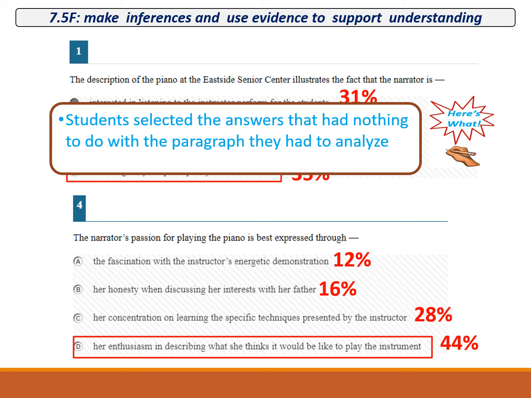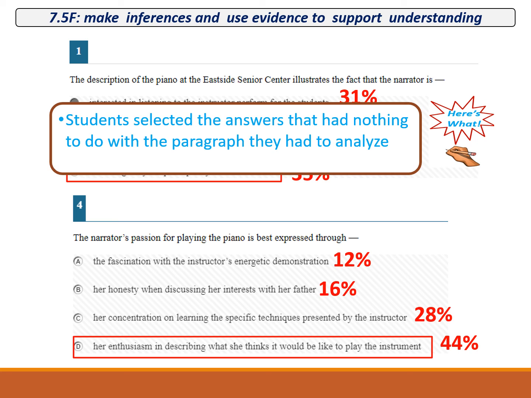Let's move on to question 4. The narrator's passion for playing the piano is best expressed through... 44% of the students got the answer correct, so they performed better than they did on question 1. 28% were distracted by C, 16% by B, and 12% by A.